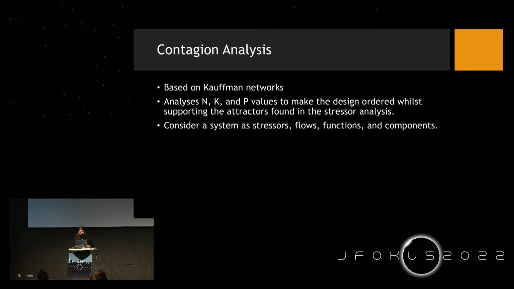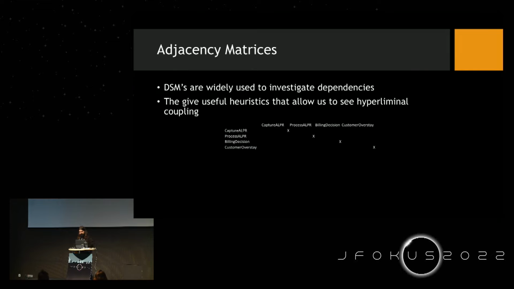So then we do our contagion analysis, and contagion analysis is based on these Kauffman networks. It's based on N, K, and P. We want to get N down, we want to get K down, and we want to get P up. How do we do that? The way that we analyze networks is by using matrices. And the first thing we do is we use adjacency matrices to find out what's dependent on what else. And we break our system down into information flows, flows of information between people and components. And then we look for patterns.